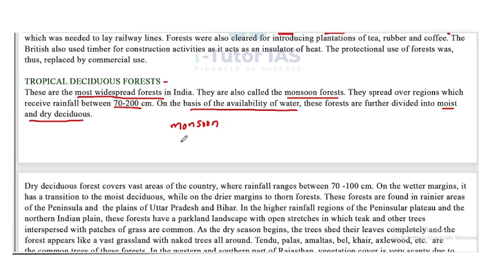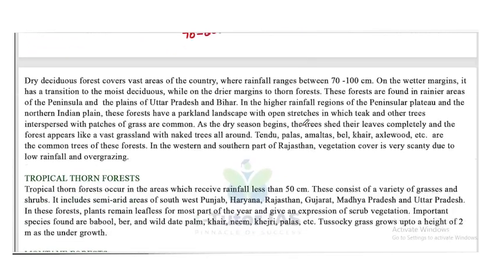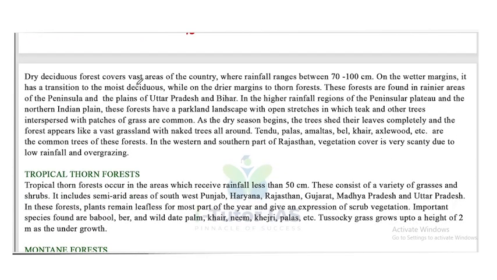They need a rainfall between 70 to 200 centimeter. Now, dry deciduous forest covers vast areas of the country where rainfall ranges between 70 to 100 centimeter. So what is dry deciduous forest? They cover vast areas of the country and the rainfall ranges between 70 to 100 centimeter.